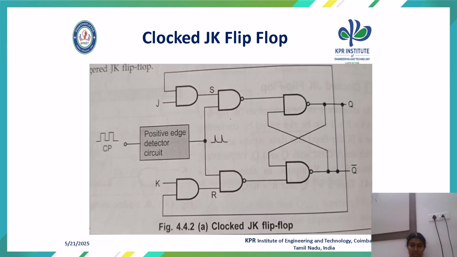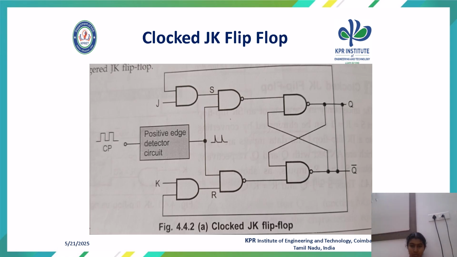So this is the clocked JK flip-flop. Here the SR flip-flop is realized by using only NAND gates. This is the positive edge detector circuit. The input condition of J equal to 1, K equal to 1 gives an output that inverts the output state.